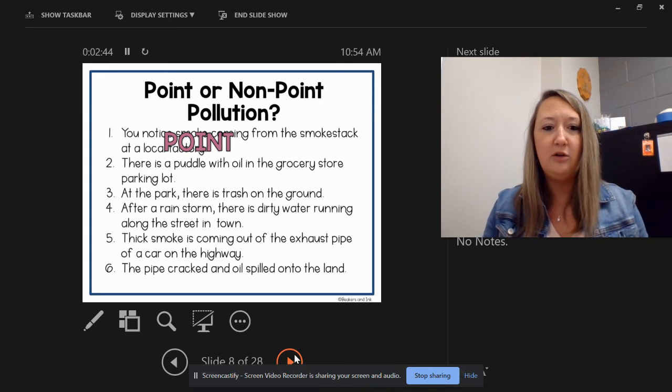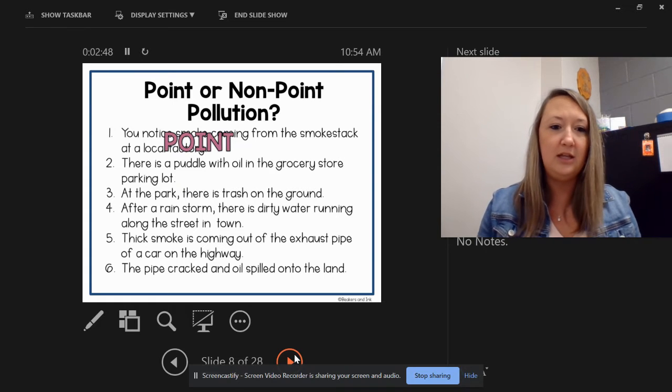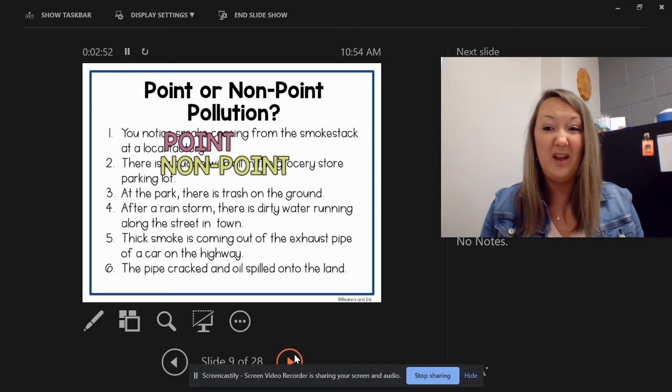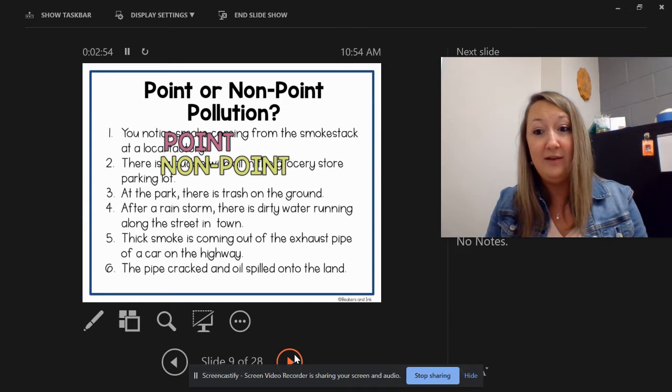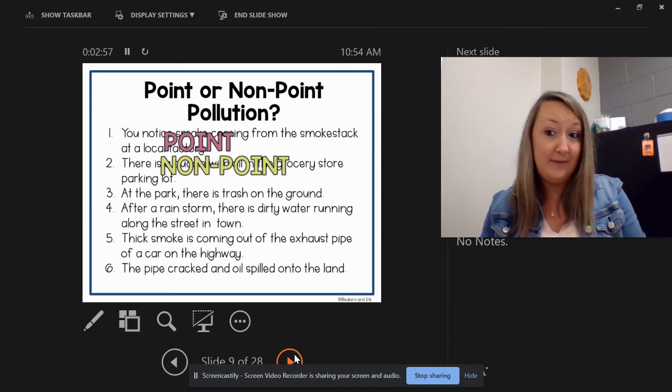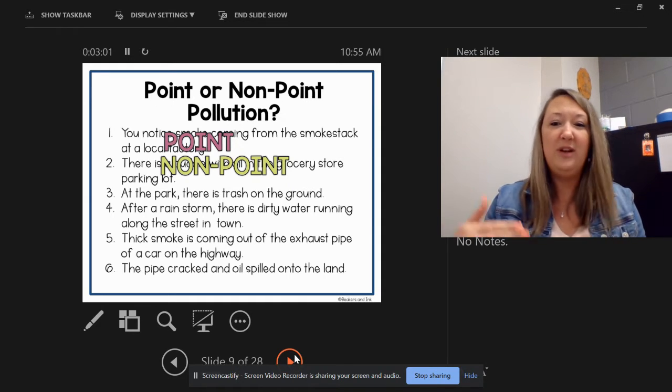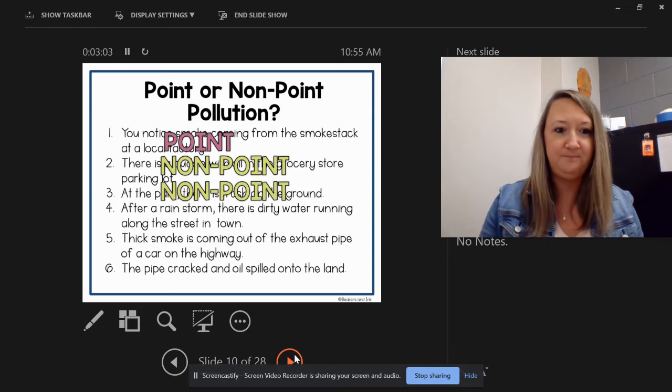What about we have a puddle with oil in the grocery store parking lot? What do you think? You think that's point or non-point? That's non-point, right? We can't pinpoint exactly where that oil came from. We can assume that it maybe came from a car that was parked there. Could it have come from multiple cars, right? We don't know exactly where it came from.